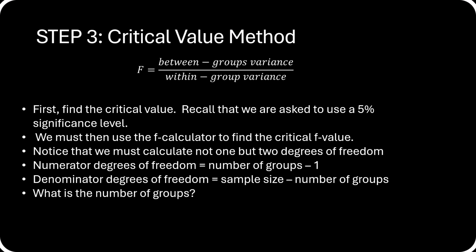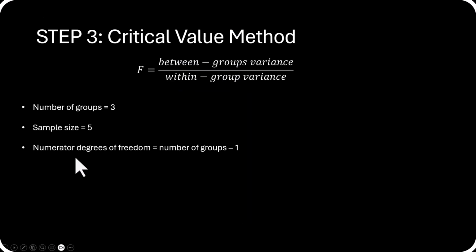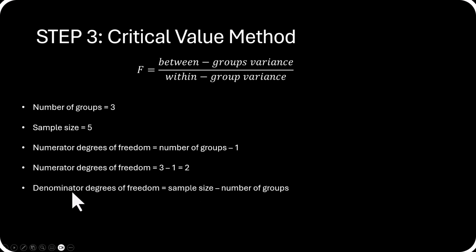So we have to figure out how many groups we are comparing and what the sample size is. Let's go back to our data set. We have 1, 2, 3 groups that we're comparing, and we have 1, 2, 3, 4, 5 samples. So we have 3 groups and a sample size of 5. So 3 minus 1 is 2, and the numerator degrees of freedom is 2. In the denominator, we have the sample size, which we said is 5, so 5 data points for each group, minus the number of groups, which is 3. So 5 minus 3 is 2.